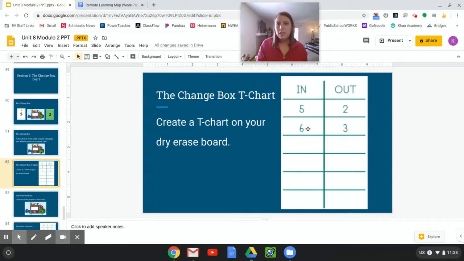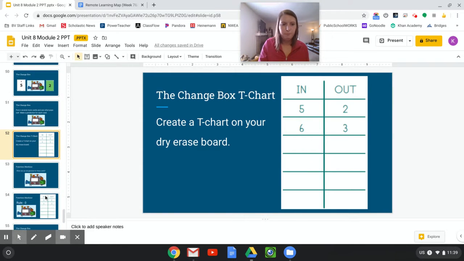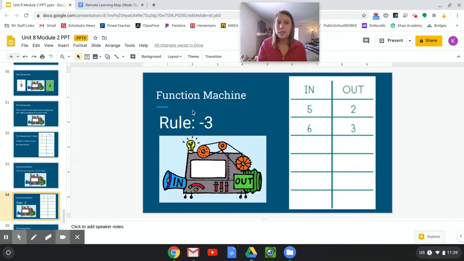So this is called a T-chart. You guys have seen this in the last couple lessons. You can make your own T-chart at home and make your own rule at home too. So let's go ahead and fill this one out together. If we put a 5 in, we would be left with 2. If we put a 6 in and we take away 3, we would be left with 3. So the rule here is subtracting 3. So once you figure out what the rule is, or you make up your own rule, you can do it with lots of different numbers. So let's fill out the chart.